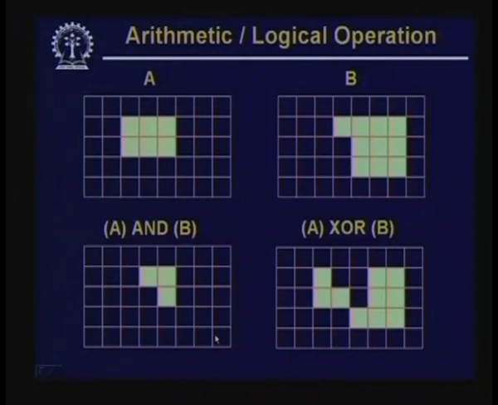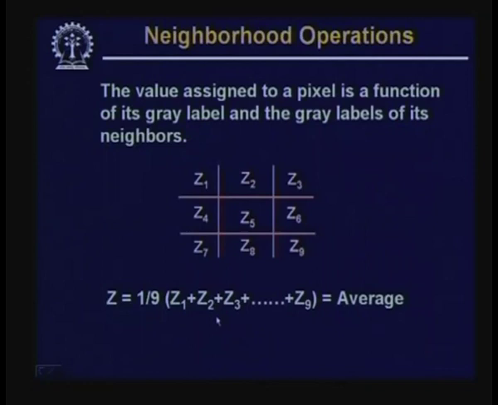Similarly, I can perform other operations. Given two images A and B, I can find A AND B, the logical ANDing operation, which is shown in the left image. Similarly, I can find the XOR operation, and the image that I get after XOR is shown in the right image. So, these are the different pixel by pixel operations that I can perform.